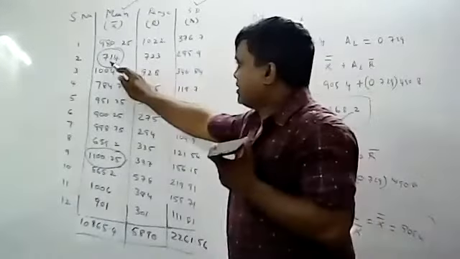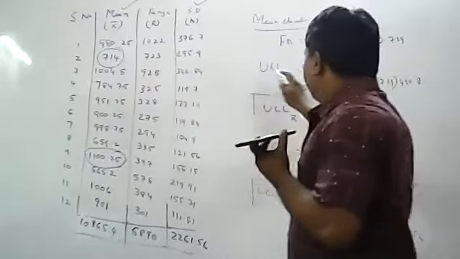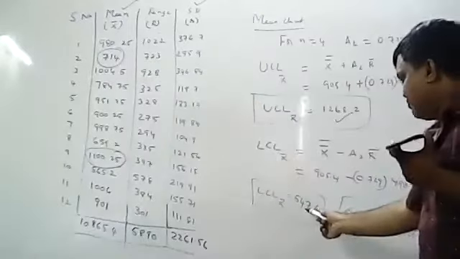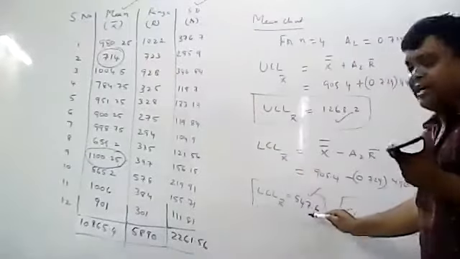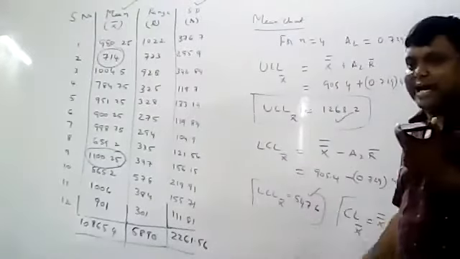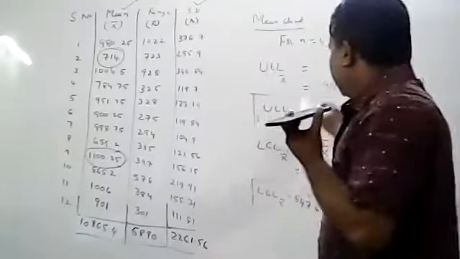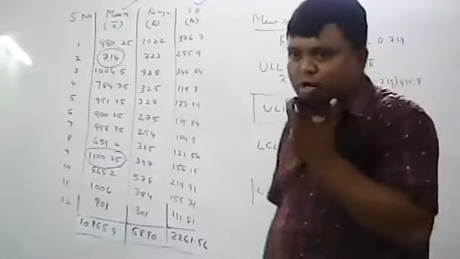Now check the minimum value. What is the minimum value here? 714. What is the LCL? LCL means minimum value. What is the value here? 547. This is 714. Which is minimum? 547 is minimum. So that means scale should be 500 to 1300. I hope all of you understood how to take the scale.